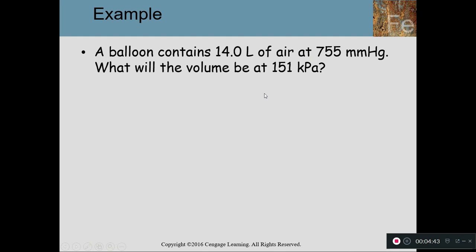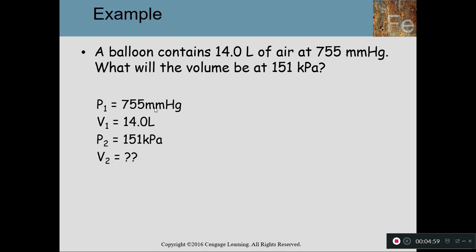We're just going to go ahead and take all the numbers and pull them aside. First pressure is 755 millimeters of mercury. First volume was 14, so this is the first set of conditions, 14 liters at 755. Then the second set of conditions is at 151 kilopascals, and we don't know what the second volume is.